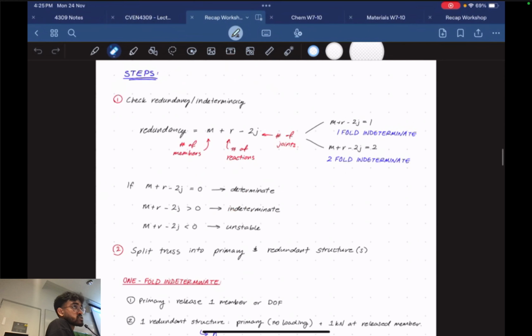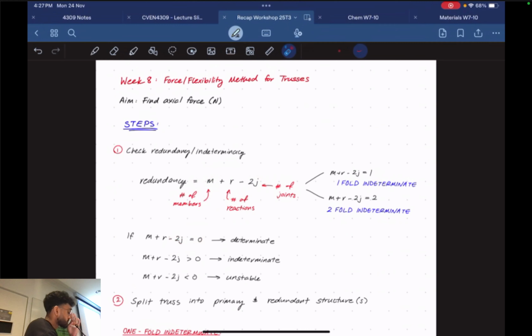A few notes. If it's equal to 0, you have a determinate beam, which you'll be working with mainly for stiffness method. If it's greater than 0, indeterminate. If it's less than 0, unstable, which we don't work with.